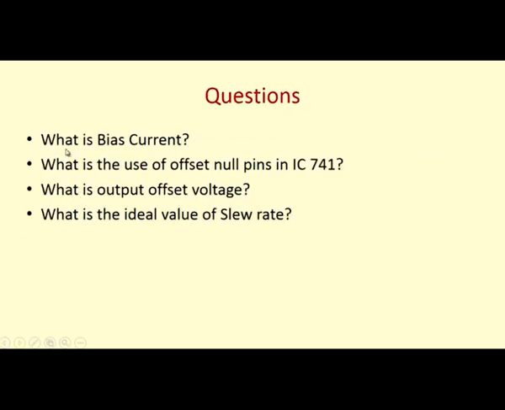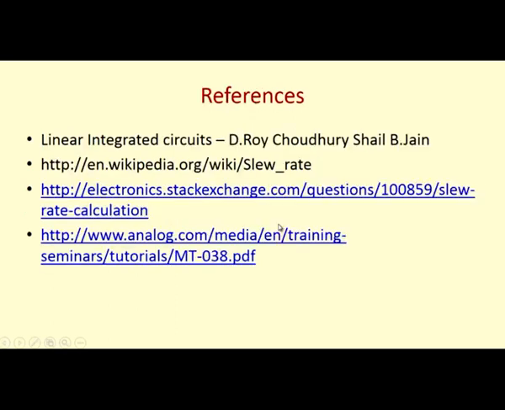So, some questions to remember what you have learned. What is the bias current? What is the use of the offset null pins in IC 741, and what is the total output offset voltage? And the ideal value of slew rate we will be discussing later.